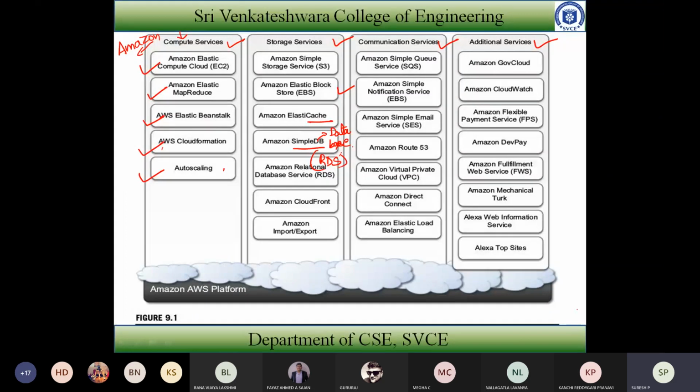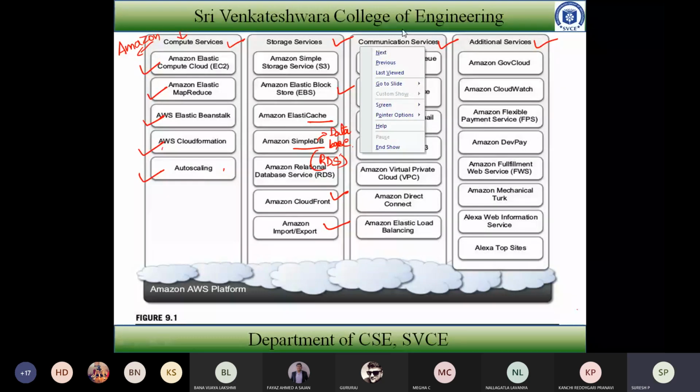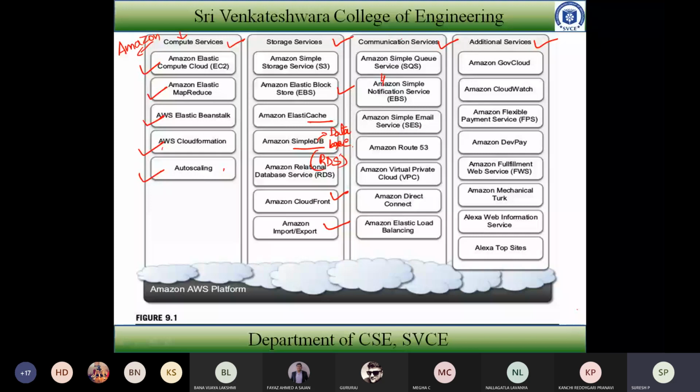The next type of service is Amazon CloudFront. Next, in that storage category, it is going to provide you the Amazon Import/Export. Apart from the compute and storage services, Amazon is going to provide you the communication services.